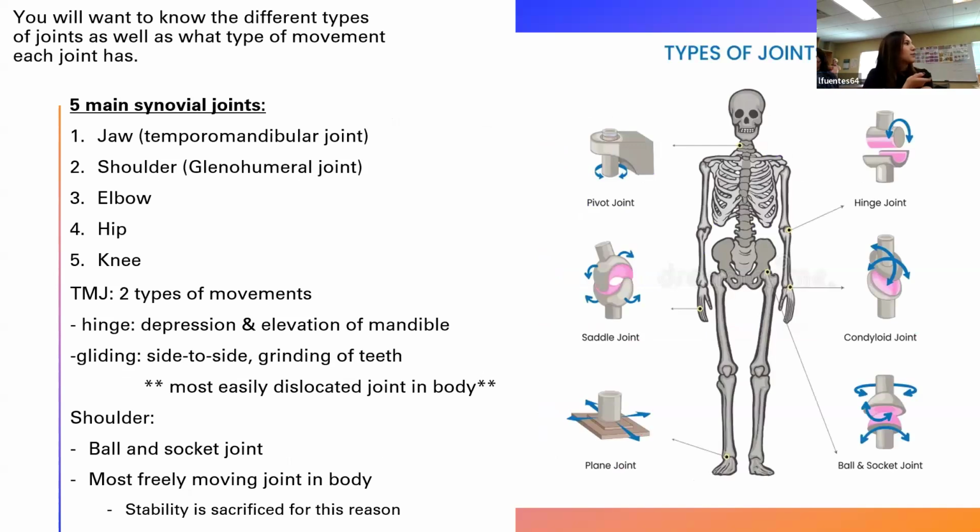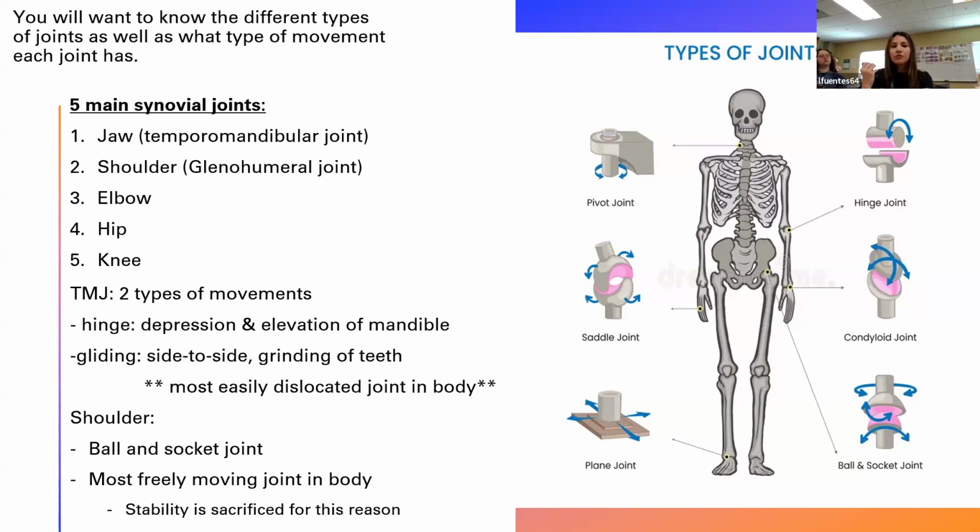I said that, okay. 5 main synovial joints that we cover: the jaw, which is the temporomandibular or TMJ, shoulder, the glenohumeral joint, elbow, hip, and knee. We're going to go through them kind of quickly. TMJ, temporomandibular joint, allows for 2 types of movement. It is hinge and gliding. So hinge, depression and elevation of mandible.